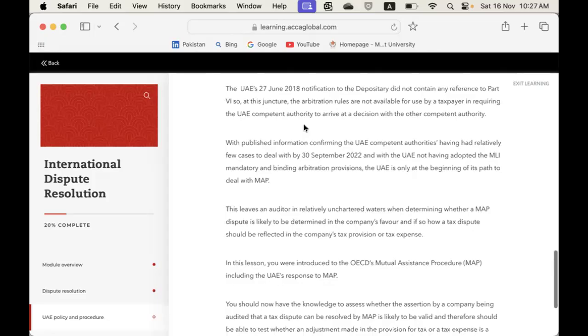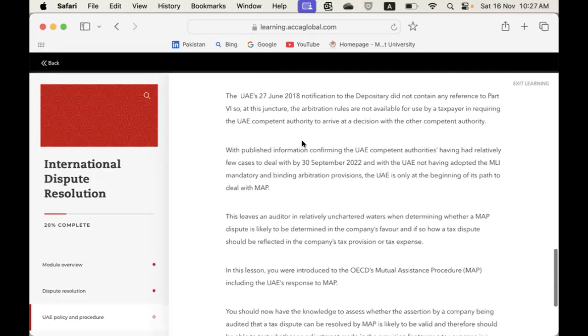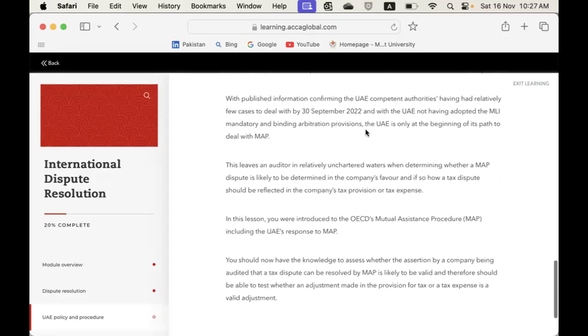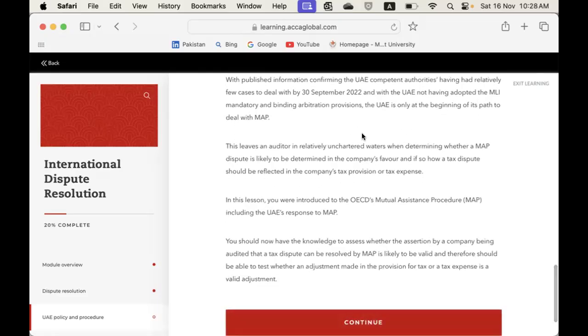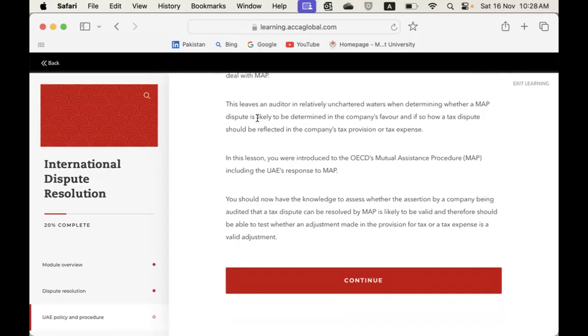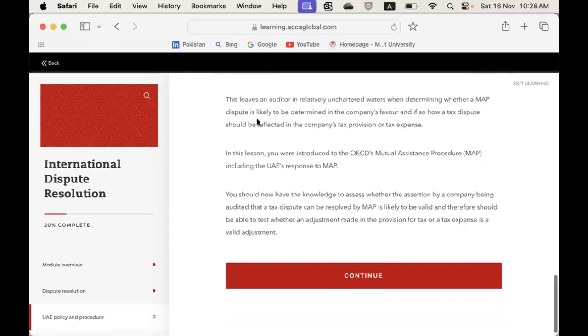Anyways, this was only an introduction. UAE is still developing this. With published information confirming the UAE competent authorities having had relatively few cases to deal with by 30th September 2022, and with the UAE not having adopted the MLI's mandatory and binding arbitration provisions, the UAE is only at the beginning of its path to deal with the mutual assistance procedures. So, going forward, inshallah, you are going to learn a little bit more.